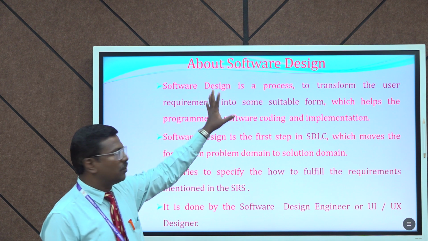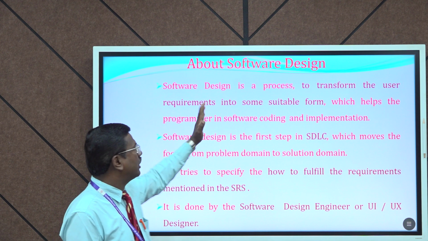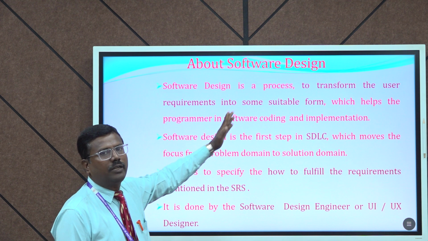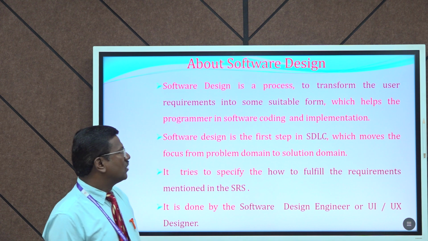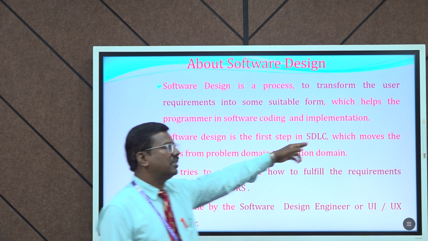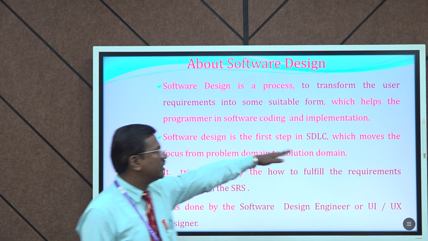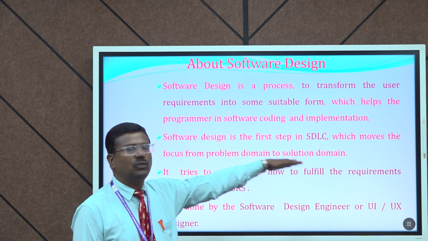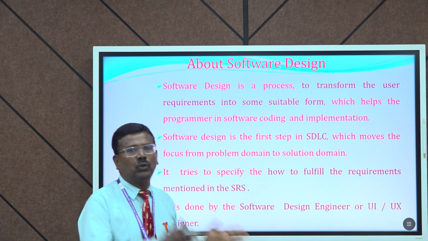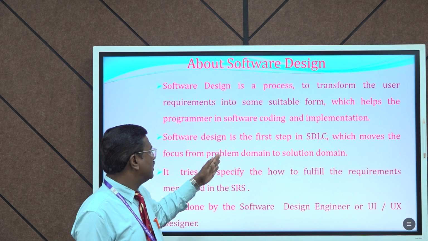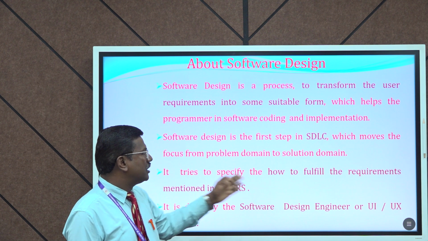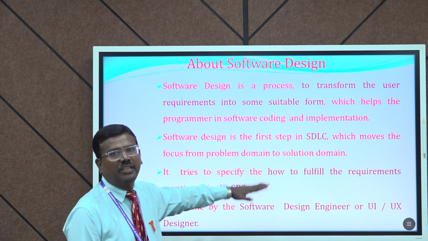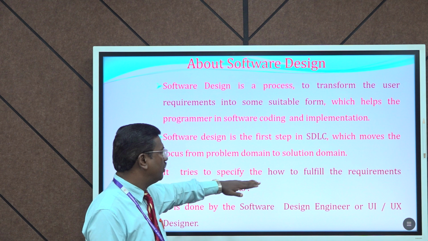So, software design is a process that transforms the user requirements into some suitable form, which helps the programmer in developing the software. Software design is the first step in SDLC. SDLC means software development life cycle. It moves the focus from the problem domain to the solution domain, from design view to coding view. It specifies how to fulfill the customer requirements mentioned in the software requirement specification. SRS means software requirement specification.